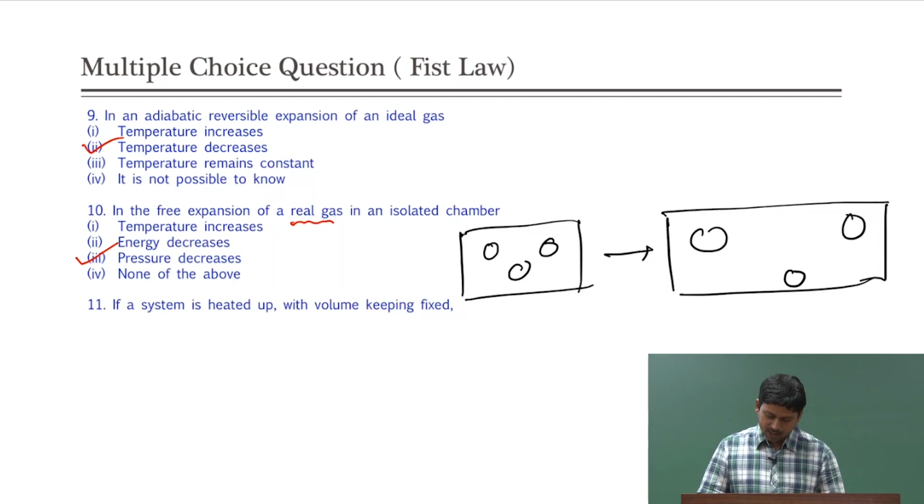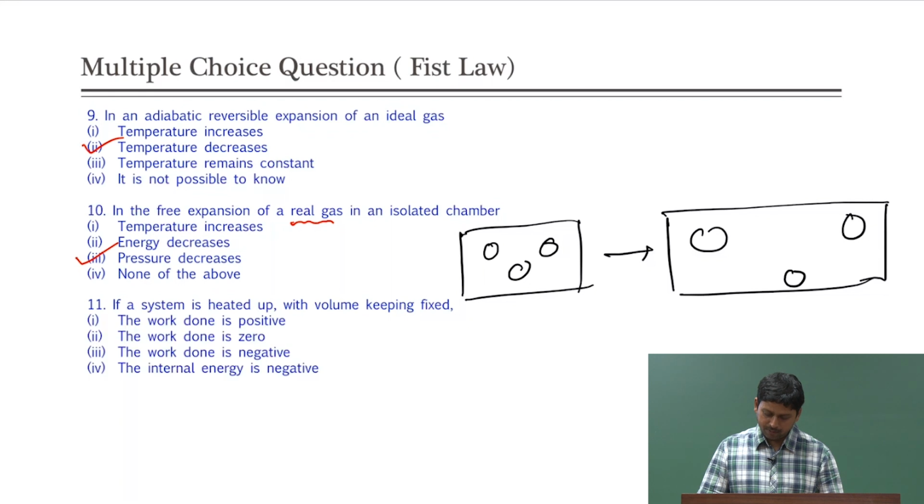Question number 11: if a system is heated up with volume being fixed, what are the things that are going on? The work done is positive, the work done is 0, the work done is negative, and internal energy is negative. Now, if a system is heated up with volume kept fixed, that is the idea.